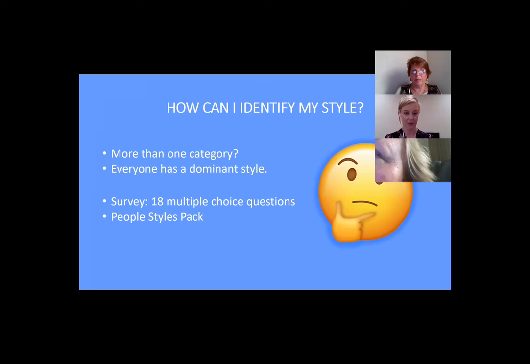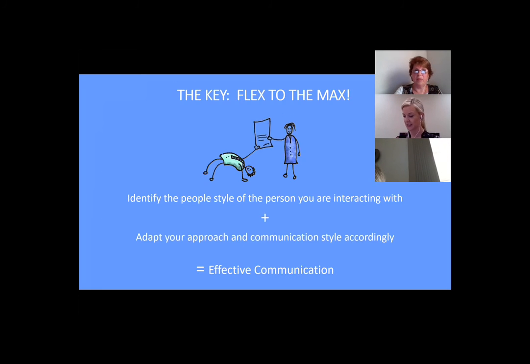So as I mentioned, everyone has a dominant style. So how can you find out your style? I have a survey, which due to time constraints we can't all do online right now, but you will be receiving this survey in your resource pack, and it contains 18 multiple choice questions. You then receive a little answer sheet where you count up how many of each one you get, and it will tell you which is your people style.